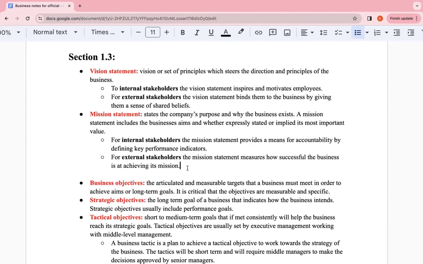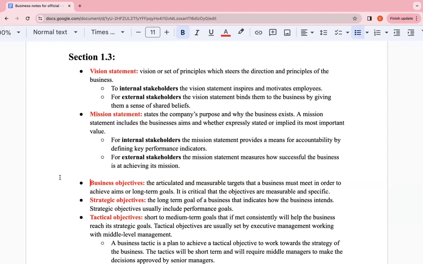And for external stakeholders, the mission statement measures how successful the business is at achieving its mission, because these stakeholders would be seeing the impact that the business is having, and that's how they'll evaluate how successful it is. So now we have the business objectives. I know that this is quite detailed, so if you have an official exam, just know what these are. These aren't the most important aspects, but you should definitely know what they are.